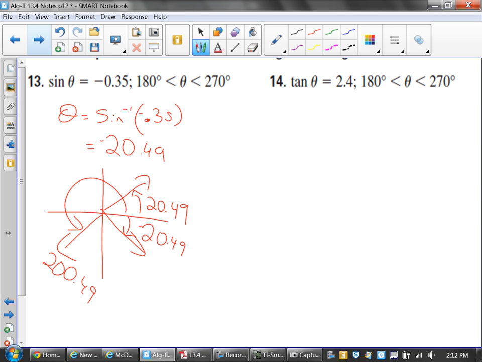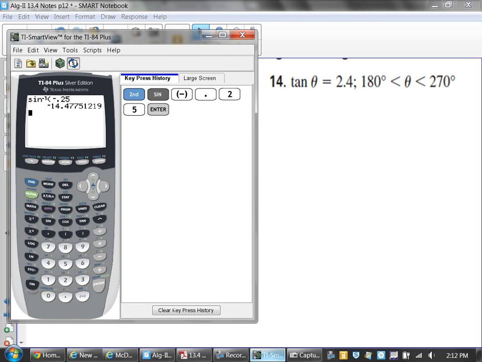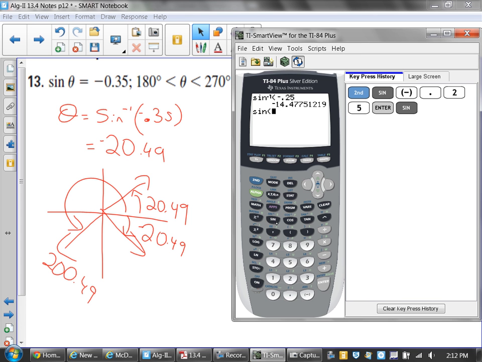Try the tangent one. So the answer is? The angle that has the sine value of negative 0.35 that's in the third quadrant is 200.49 degrees. It's not negative. Because isn't the sine value negative in the third quadrant? Yes, because you can go back and check it in your calculator. What's the sine of 200.49? Negative 0.35. You can always go back and double check, make sure you added it up correctly.